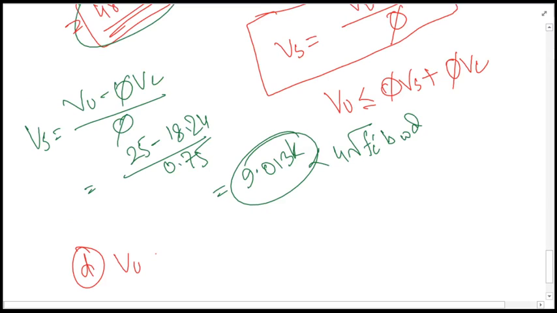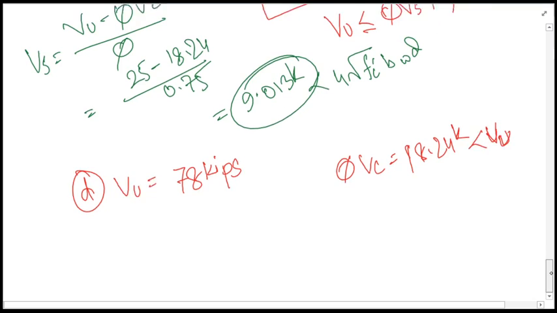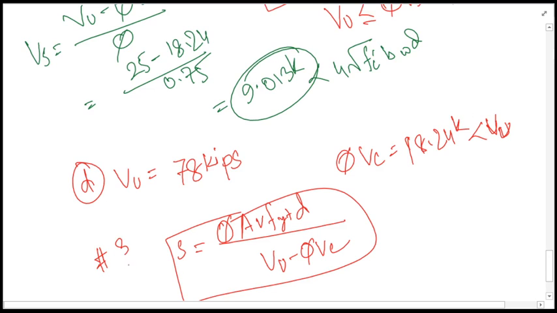Vu equals 78 kips here. So phi Vc is 18.24, which is less than Vu, so obviously additional shear reinforcement will have to be provided. So calculate the spacing using the same formula, Av fyt d divided by Vu minus phi Vc. So this will be the spacing. If you use number 3 or number 4, whatever, accordingly you will have to use the Av multiplied by 2, a double area will be working here.